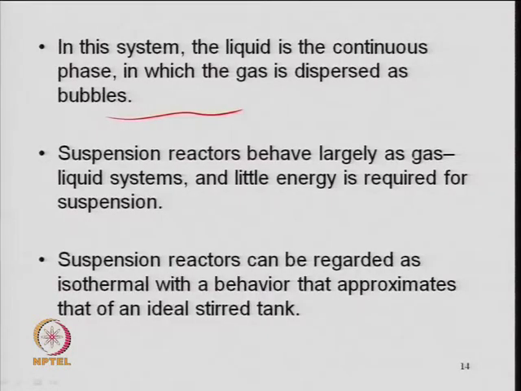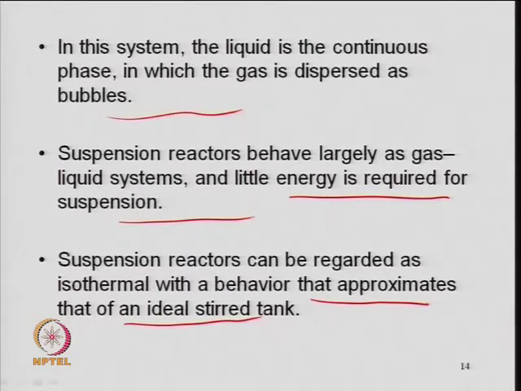Suspension reactors behave largely as a gas-liquid system, along with the solid, and little energy is required for suspension because catalyst concentration is low. The energy requirement for suspension is low, but they behave like a CSTR, as I said. So conversion will be poor or productivity will be low in this kind of reactor. Suspension reactors can be regarded as isothermal, with behavior that approximates that of an ideal CSTR, that is a stirred tank reactor, as I said.